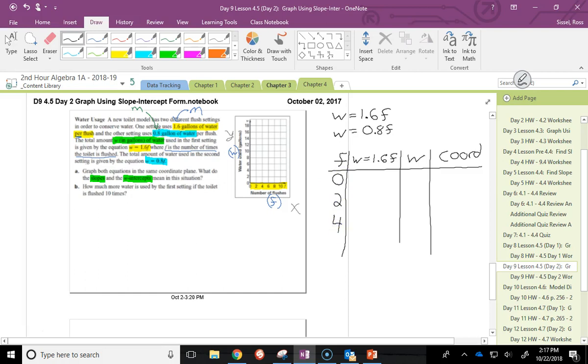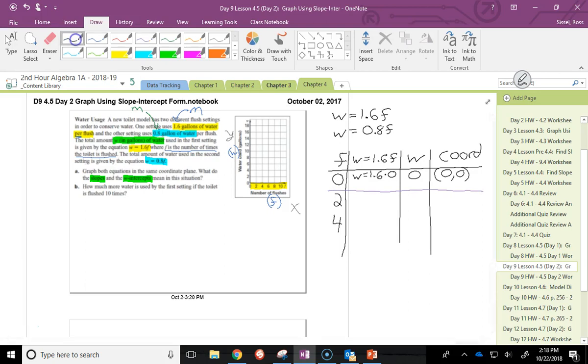So I'm going to go ahead and say W equals 1.6 times 0. Okay. If 0 was there, my water used would be 1.6 times 0 is 0. My first coordinate is 0, 0. If I'm thinking ahead, well, yeah, that makes sense. If I didn't flush the toilet, am I going to use any water?